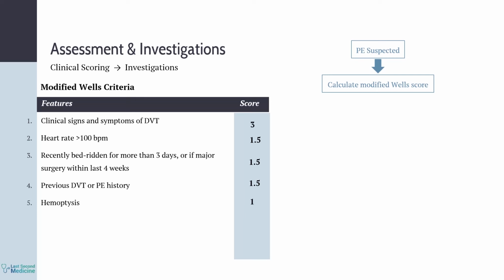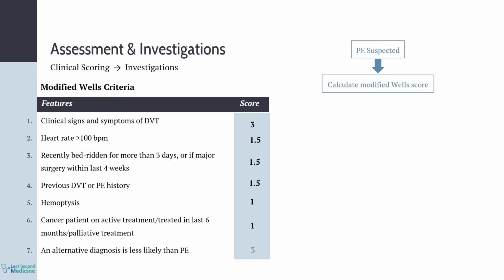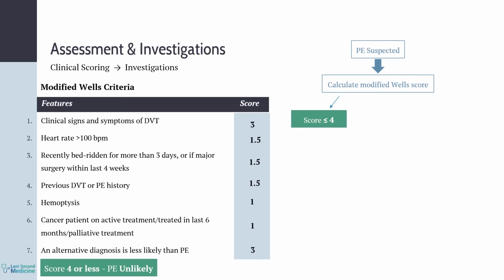If the patient has hemoptysis, put a 1 score. If the patient is having cancer, receiving active treatment, treated in the last 6 months, or on palliative treatment, mark it 1. And lastly, see if an alternative diagnosis is less likely than PE. The score for this criteria will be 3. Now calculate total score. If the score is 4 or less, PE is unlikely. And if the score is more than 4, PE is likely.